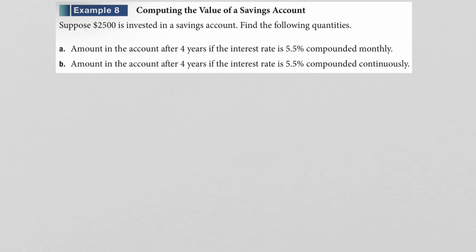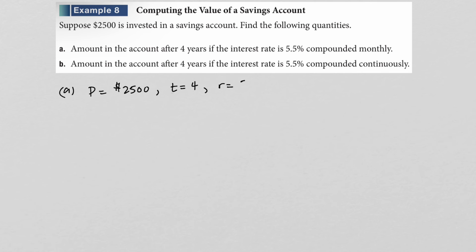It says, suppose $2,500 is invested into a savings account. Find the following quantities. The amount in the account after 4 years, if the interest rate is 5.5% and it's compounded monthly. All right, so for part A here, we have a principal balance of $2,500. That's P. We are leaving it in the bank for 4 years, so T is equal to 4.